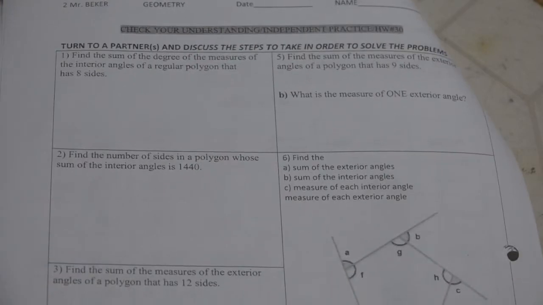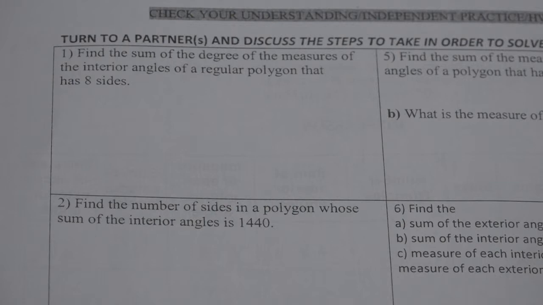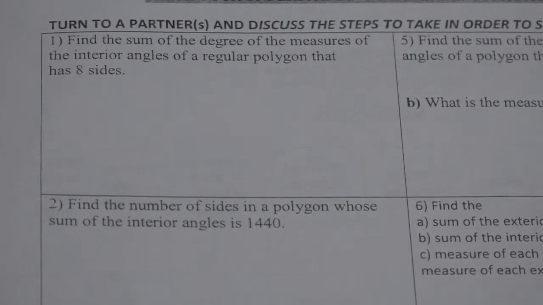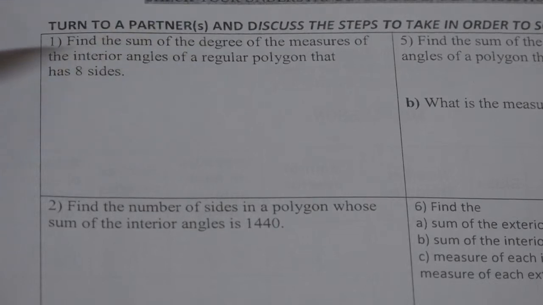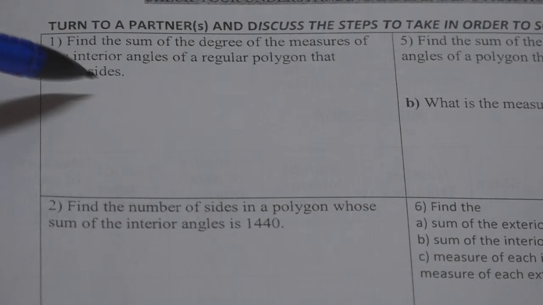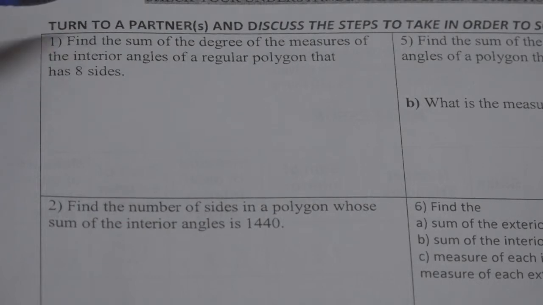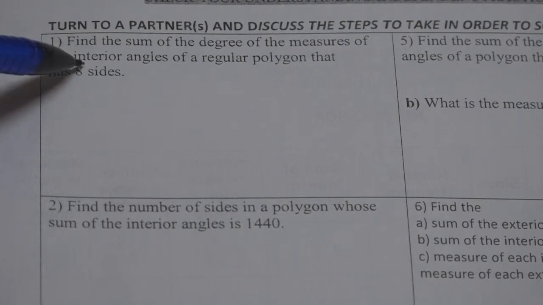All right. So here we have our independent practice. So we're gonna start with the problems. So let's see what's up. Okay, find the sum of the degree measures of the interior angles of a regular polygon that has 8 sides. Okay, what do I need? The sum of the interior angles.